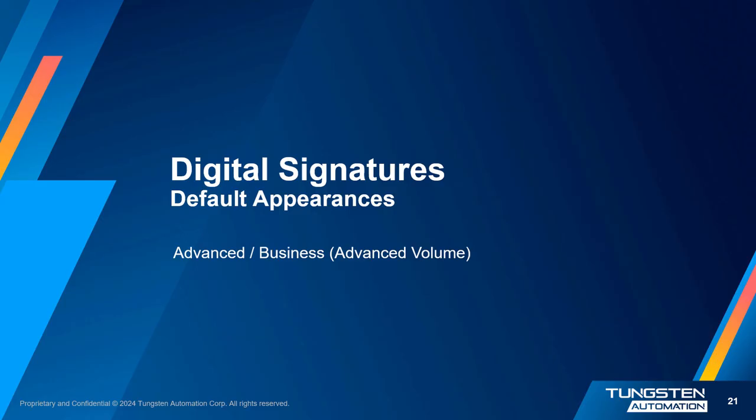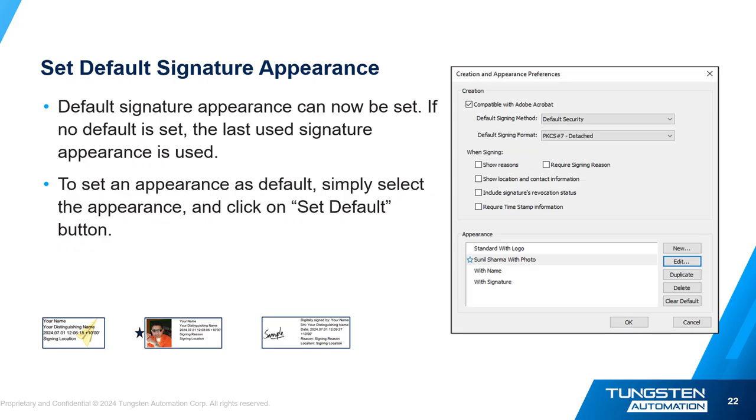The next improvement is in the digital signatures functionality of Advanced and Business Editions. Advanced Volume Editions are now called Business Edition with the rebranding in version 5.1. As users can add multiple appearances to their signature, currently they have to choose which appearance to use every time they want to sign a document.